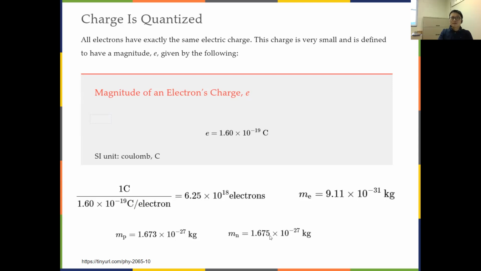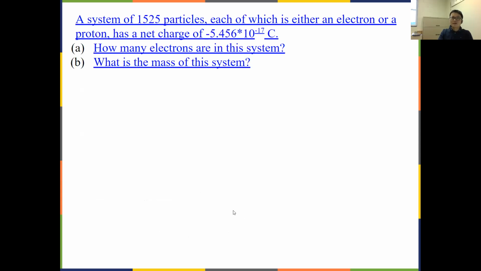Okay. All right, let's take a look at one simple example on calculating charges and the number of fundamental entities, electrons and protons. All right.